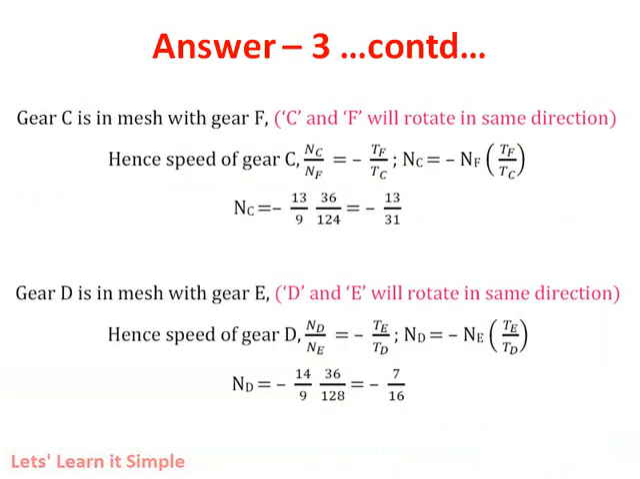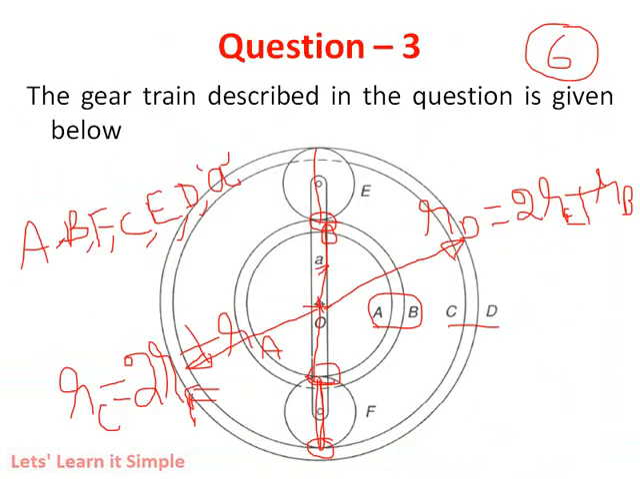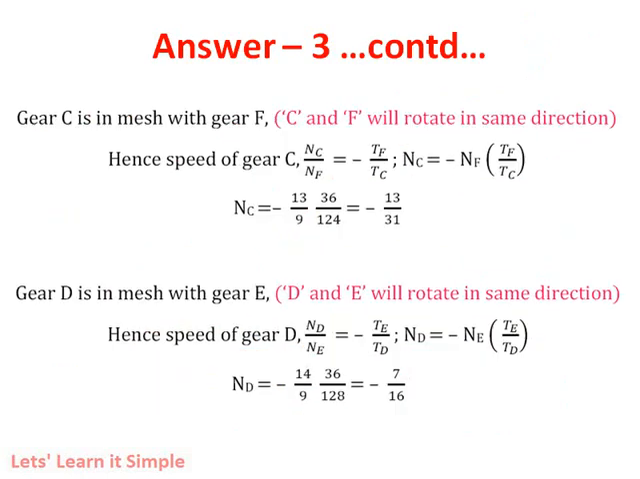Now, if you look at the arrangement again, gear C is in mesh with F. Listen here, gear C is in mesh with F. Therefore, I need to write the speed of gear C in terms of F. So that is NC by NF equal to minus TF by TC.